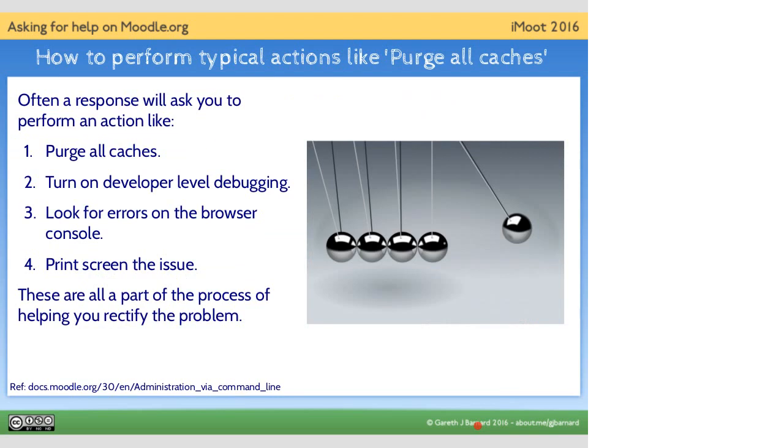Okay, so after you've posted those three basic items along with a good description of your problem, what you're asking for help on, they may come back and ask you to perform a typical action like purge caches, put on developer level debugging, looking for errors in the browser console, or print screening the issue, as I've alluded to, screenshots. Also, if your Moodle has really gone wrong, there's a link there. You can do some of these via the command line, and there's a little link and there's references on the course for this. So, next one.